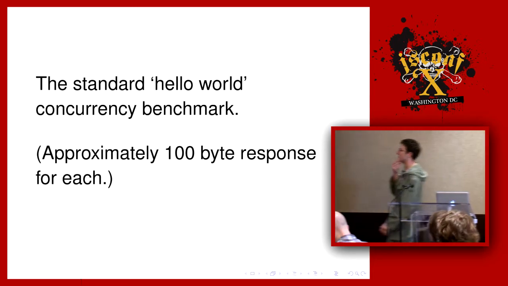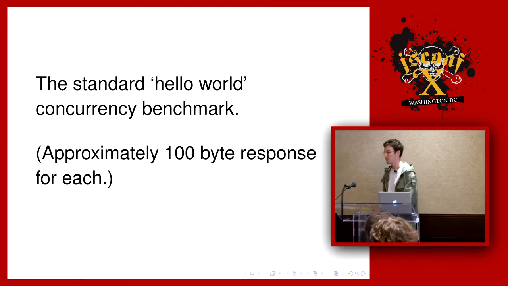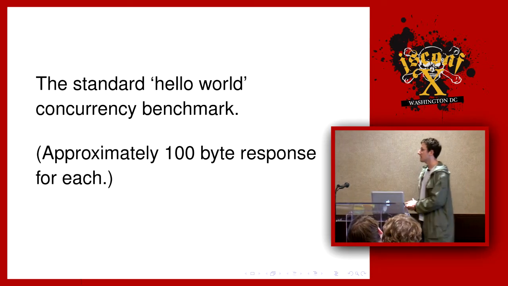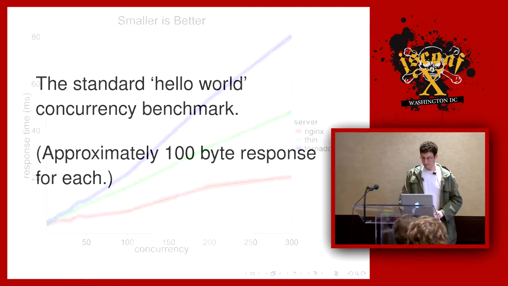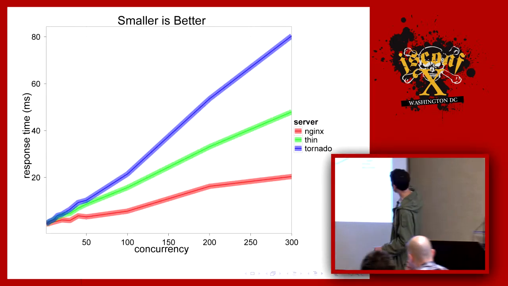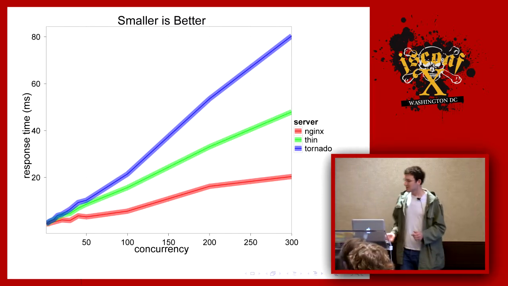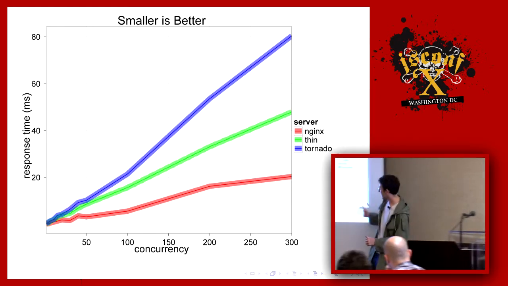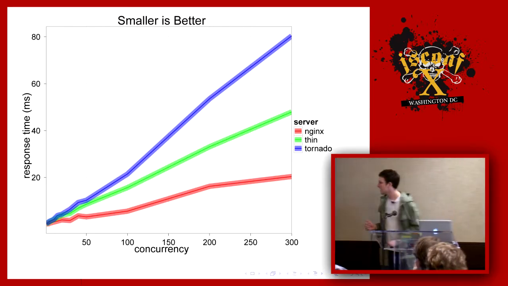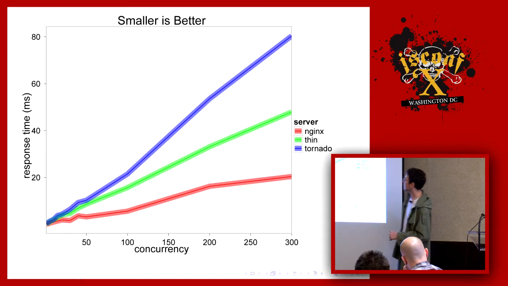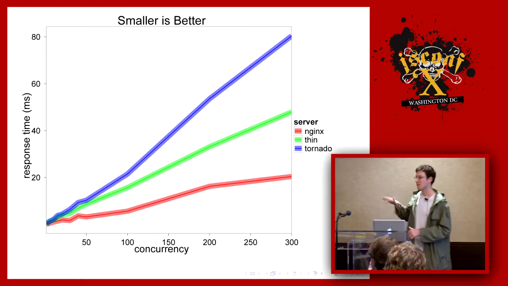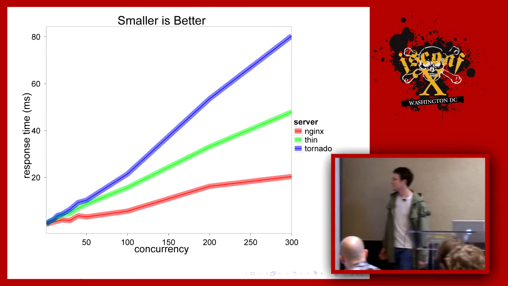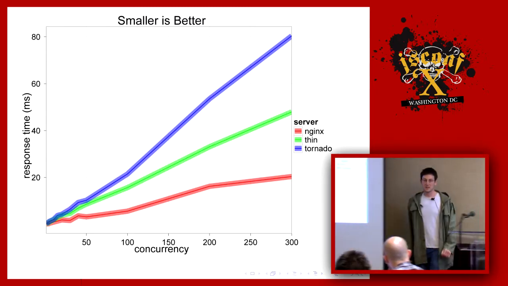So let's start with the standard hello world web server. We'll hit each of these with Apache Bench and look at how they differ with different amounts of concurrency. So hopefully you can see this. I'm not sure if it looks visible. So here are the three control servers. Nginx is on the bottom. Concurrency is the horizontal axis. That's how many people are connecting at the same time, and the vertical axis is response time. So you want to be fast. You want to be lower down on the graph. So smaller is better. Nginx looks really good. It's at the bottom, as expected. Thin's somewhere in the middle, and Tornado's a bit slower.